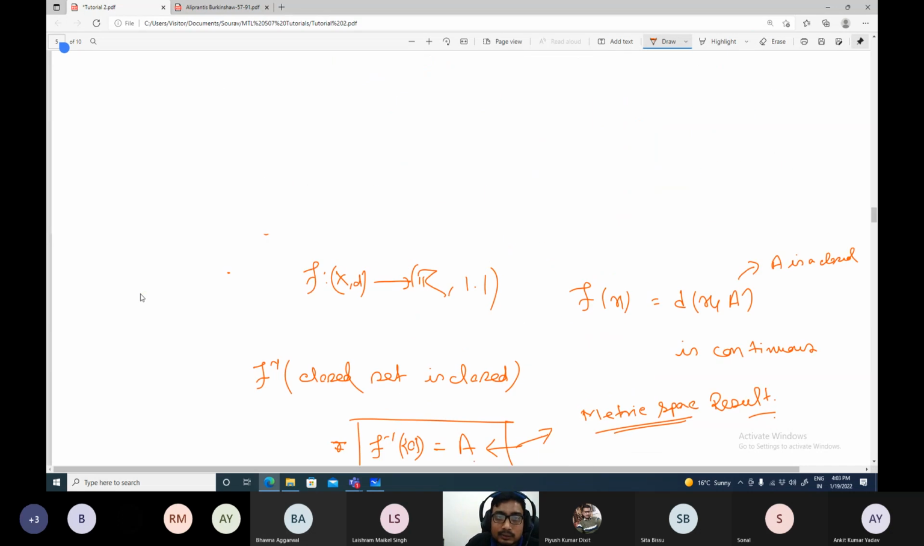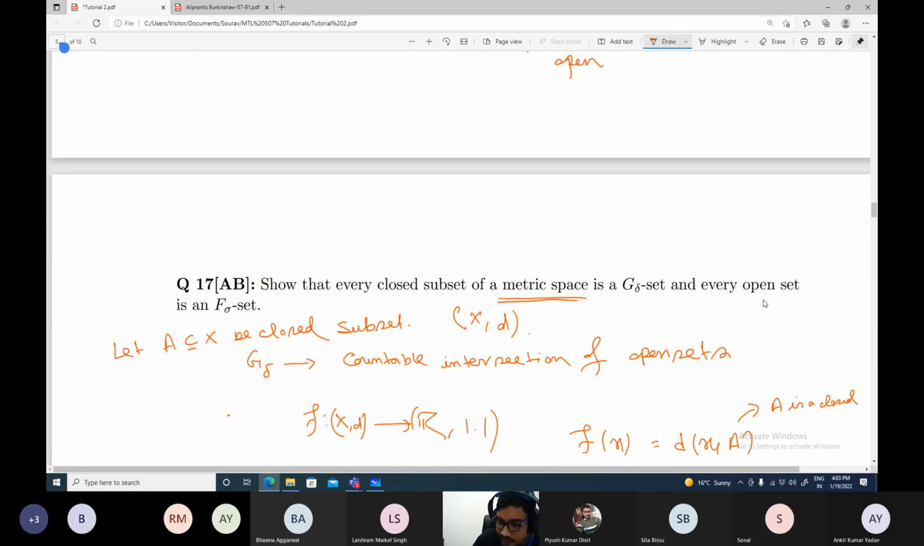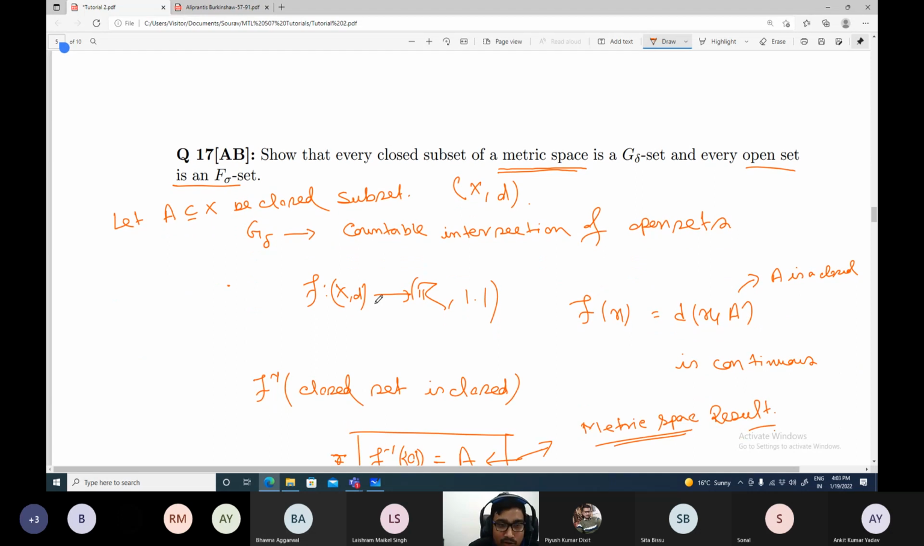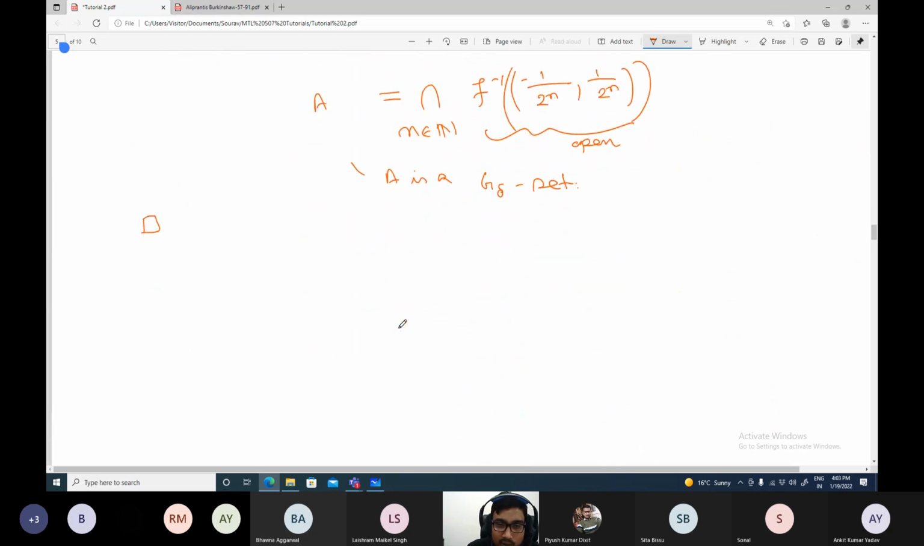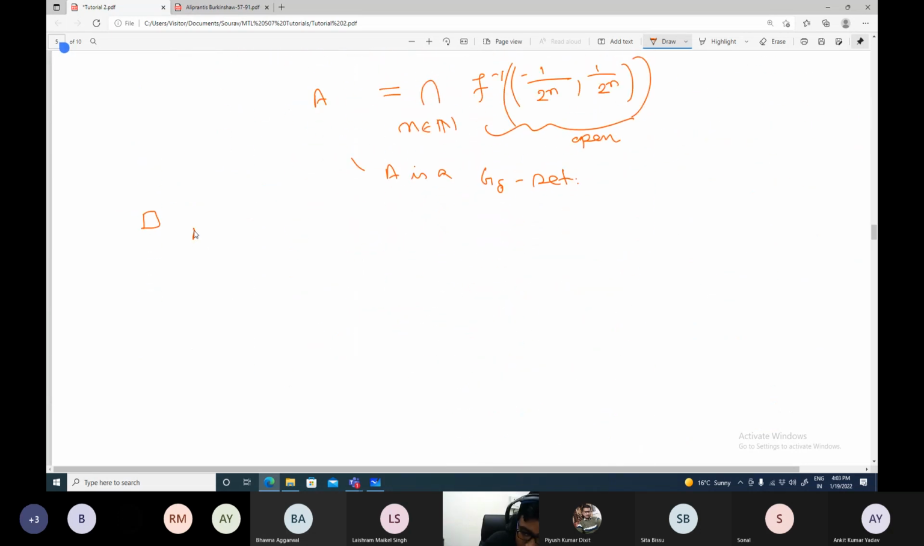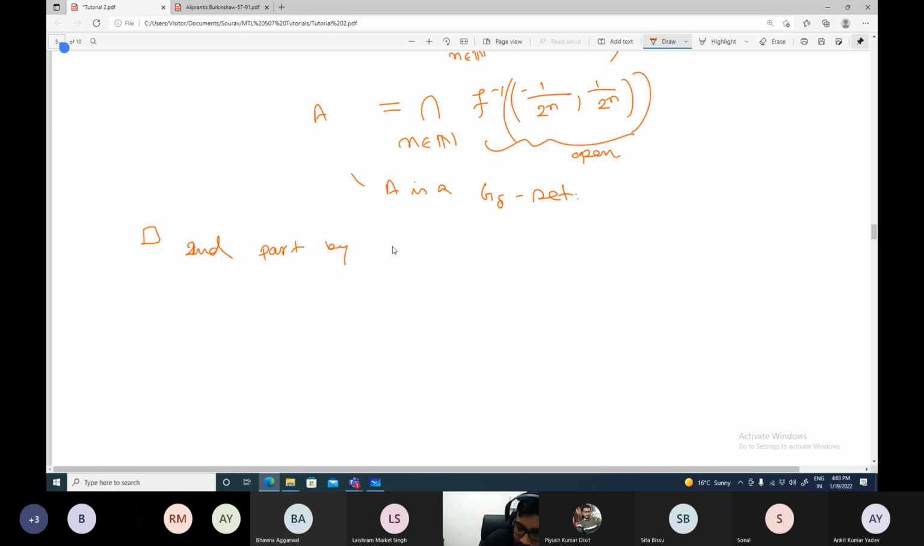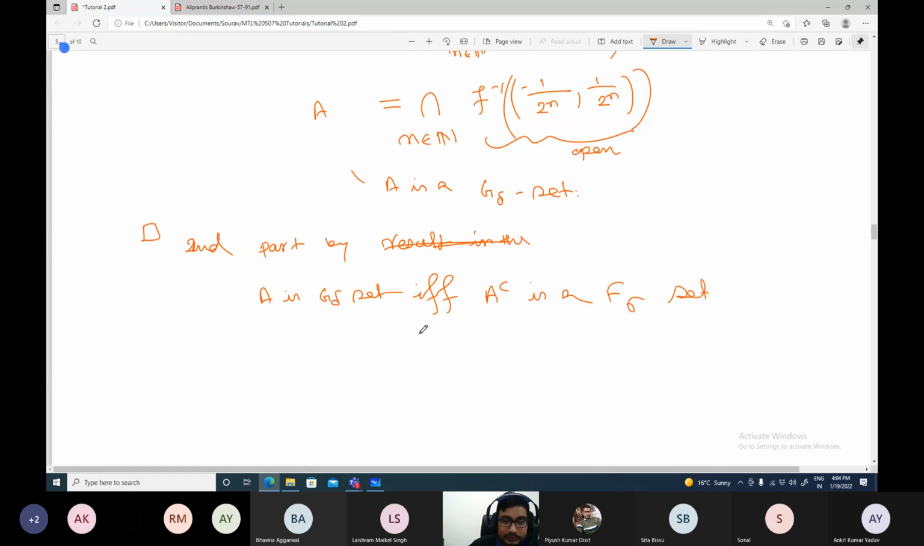And the second part was: every open set is an F sigma set. Now you see, this is a result from the book, that a set is a G delta set if and only if its complement is an F sigma set, right? Now just use that result only. So the second part follows by the result in the book: A is a G delta set if and only if A complement is an F sigma set. Okay.